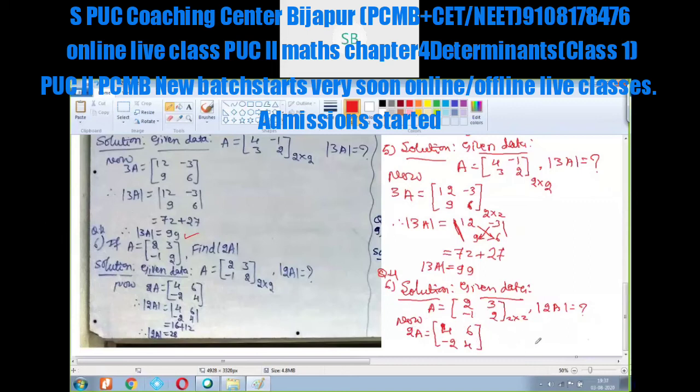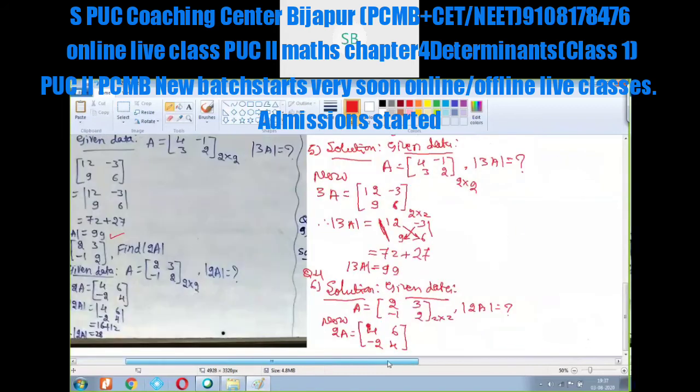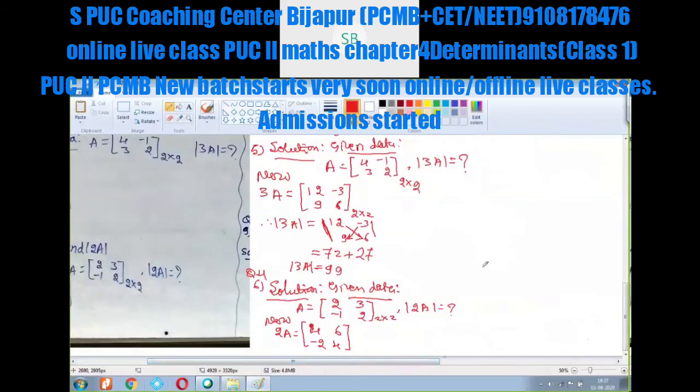Okay. Thereafter, what we have to do? We have to find out its determinant. I am going to do it on this side here. Therefore the determinant of 2A is equal to the determinant of 4, 6, minus 2, 4. To do multiplication along this, that is 4 into 4, 16. Here it is minus. If it is minus, that is going to come out as plus here.